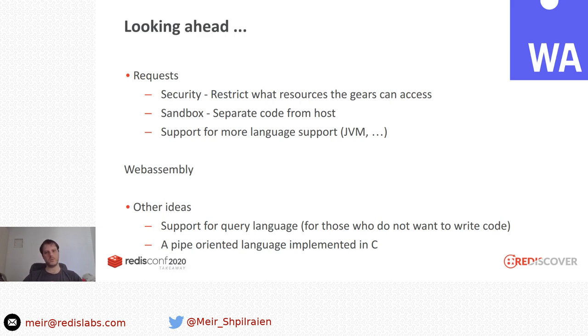We also want to put in the JVM, so we will support Java, Scala, and all the JVM languages. Another idea that we have is to support a query language for RedisGears, for those who don't want to write code. It will allow you to create a pipe using some query language, some DSL. We hope that it will also be faster because it will be implemented in C. So those are the future plans. I think it's very cool, and stay tuned because there is very cool stuff coming up.